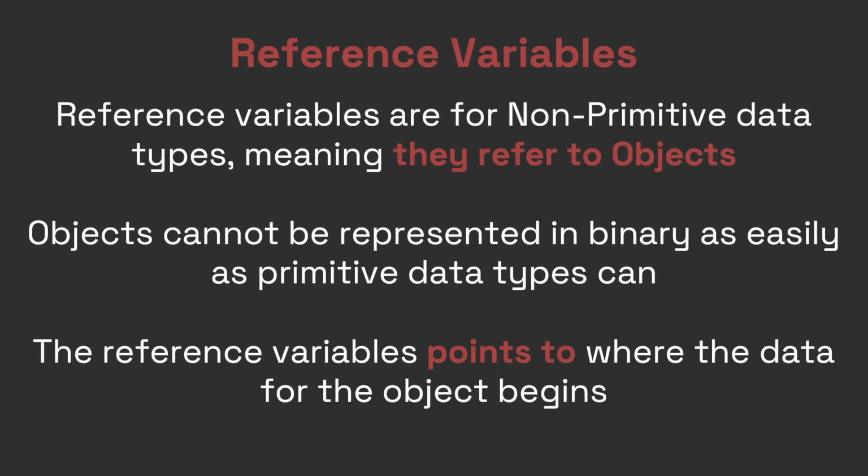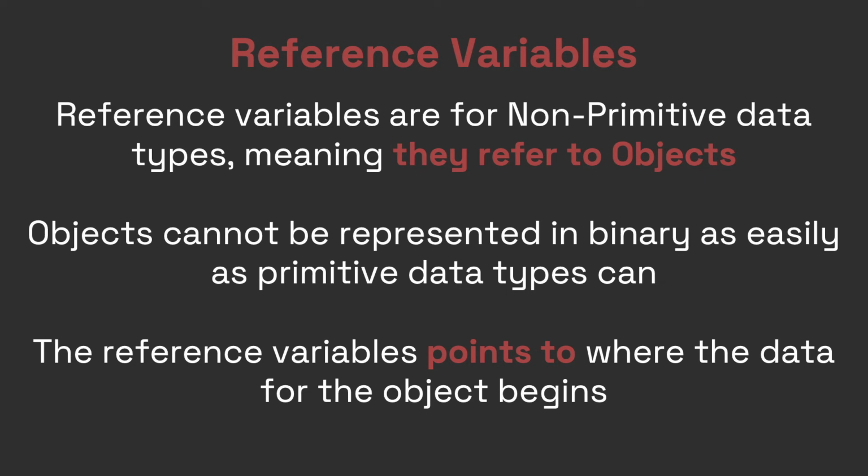Reference variables are specifically for non-primitive data types. This means they refer to objects. The object is created somewhere in memory, and the reference variable then points to the spot in memory that the object begins at. Think about some complex object. It is not very easy to represent that object directly in binary in one locker, so it is much easier for the reference variable to point to where the object begins.